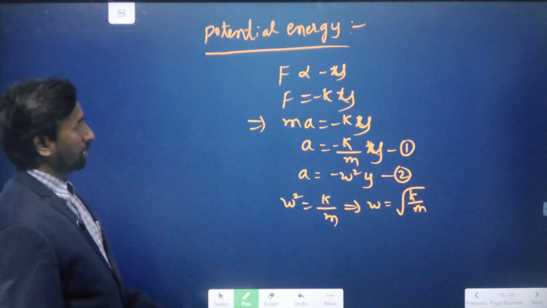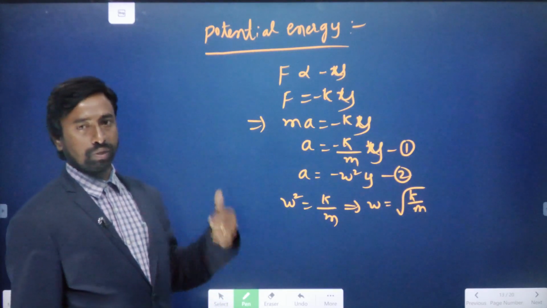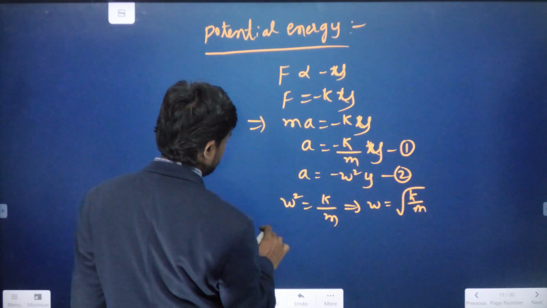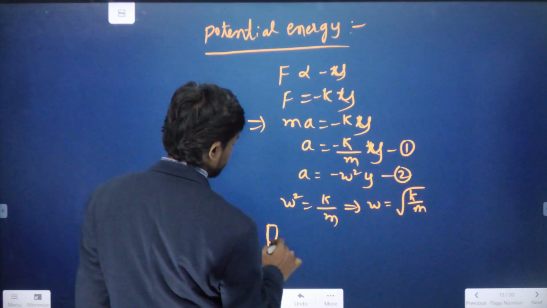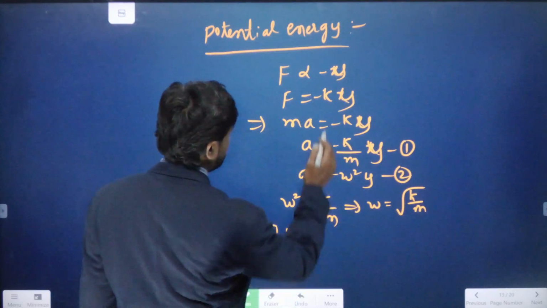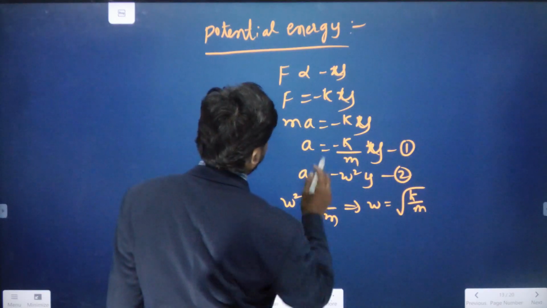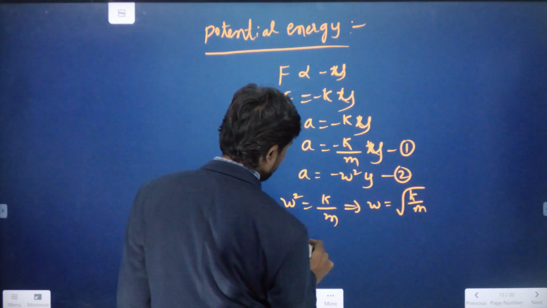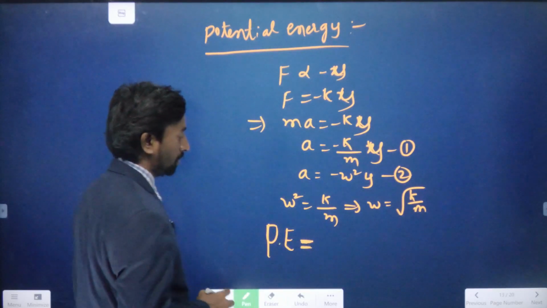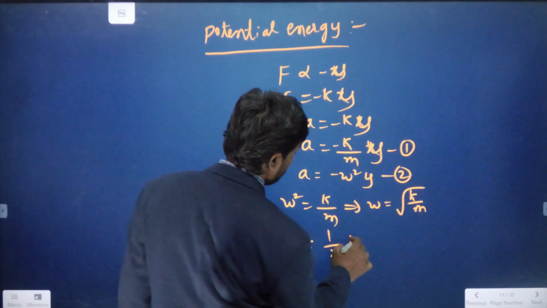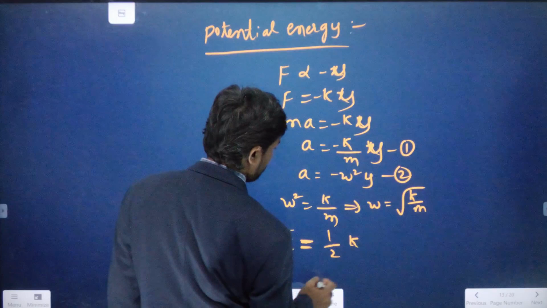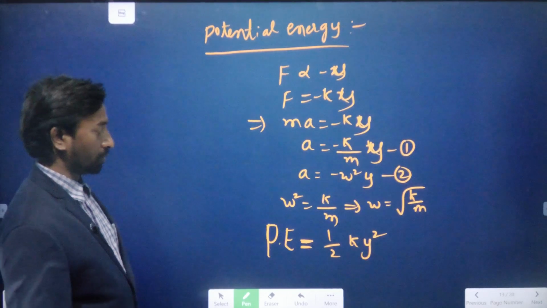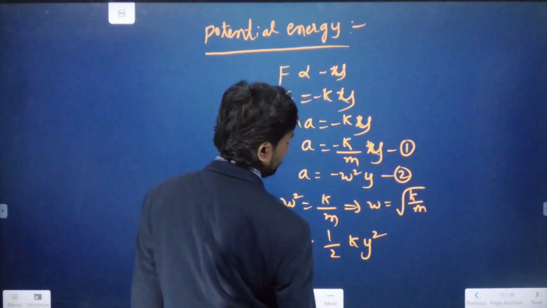Any particle that is vibrating will have energy stored in it. It should be taken in terms of this restoring force, in terms of the force constant. The energy stored in a particle having simple harmonic motion can be taken as half into k x square. Here I will take k y square, because we are taking the vertical projection of the particle.